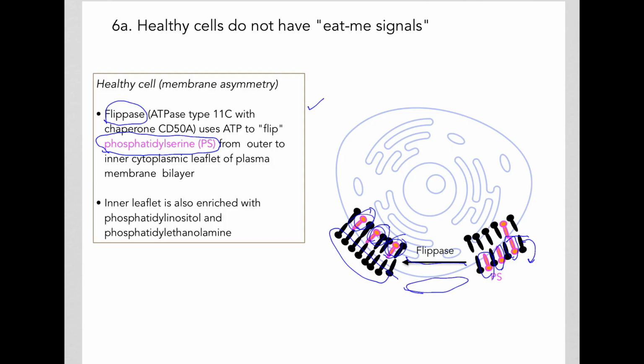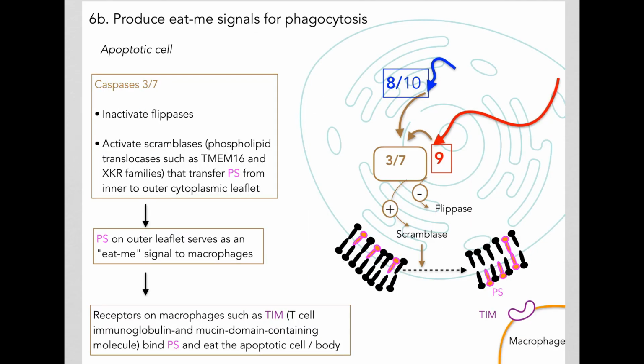We also see other amphiphilic lipids such as phosphatidylinositol and phosphatidylethanolamine. These are also present mostly on the inner leaflet towards the cytoplasm. Okay, so healthy cells do not have phosphatidylserine facing the outside of the cell. So what do executional caspases do? They cleave and destroy the flippase enzyme. So now this flippase enzyme cannot take this phosphatidylserine and send it into the inner leaflet.